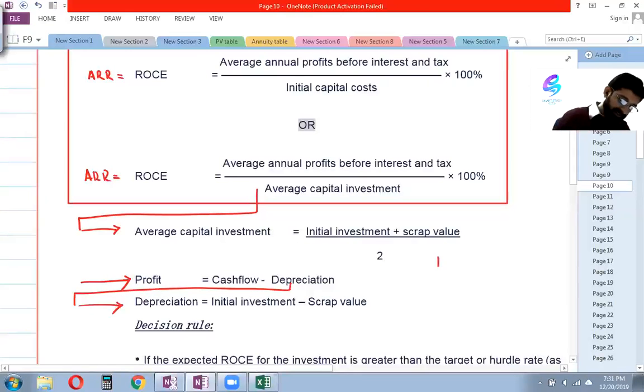So let's say this is the asset, and you bought the asset for 100,000, right? And after 7 years, let's say you can sell it for a scrap value of 20,000. So where is the rest of the money gone? Or where is the rest of the asset gone? You can recover the 20,000, but the rest of it is depreciation. So it's 80,000, right? So initial investment minus the scrap value. That's how you calculate it, right? Is everyone clear with the formulas?